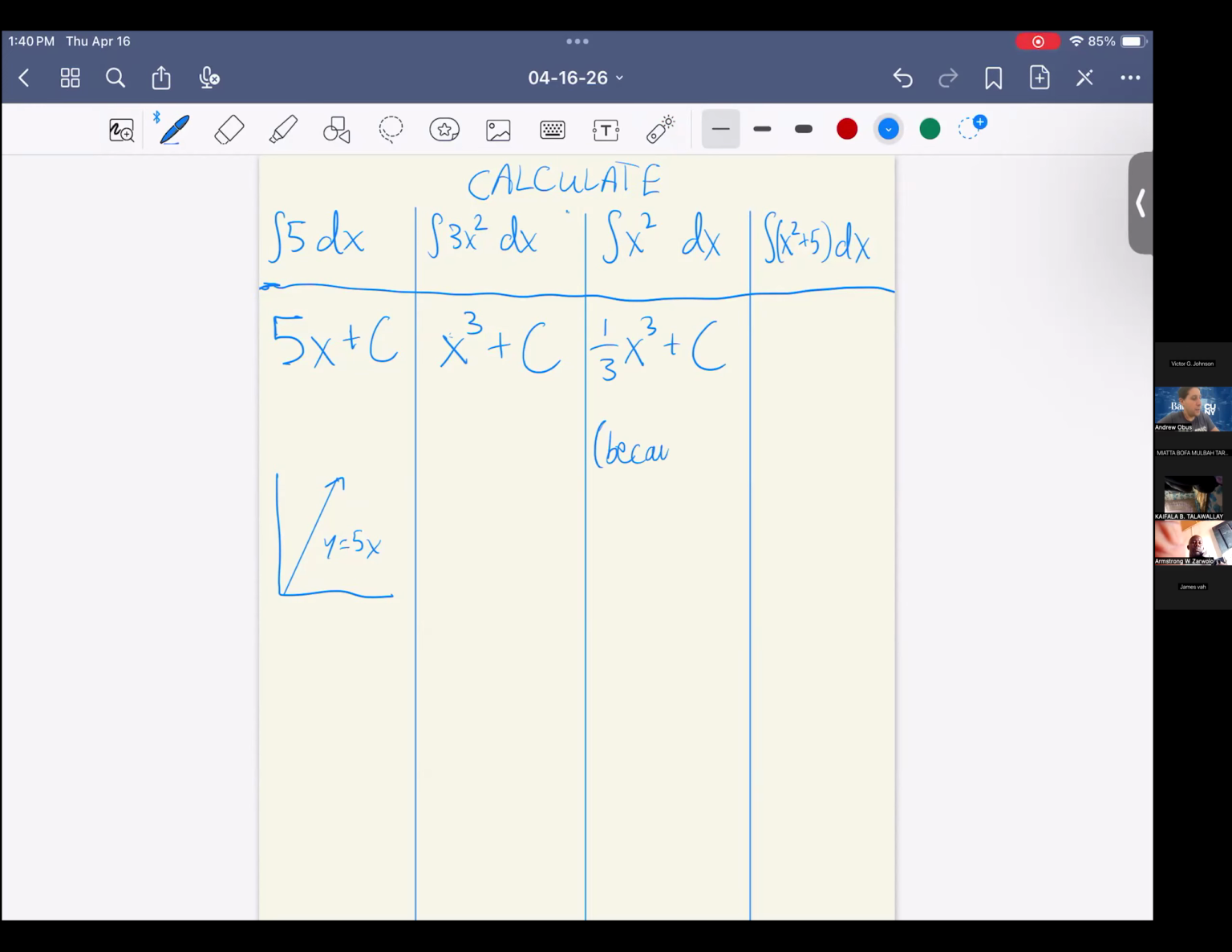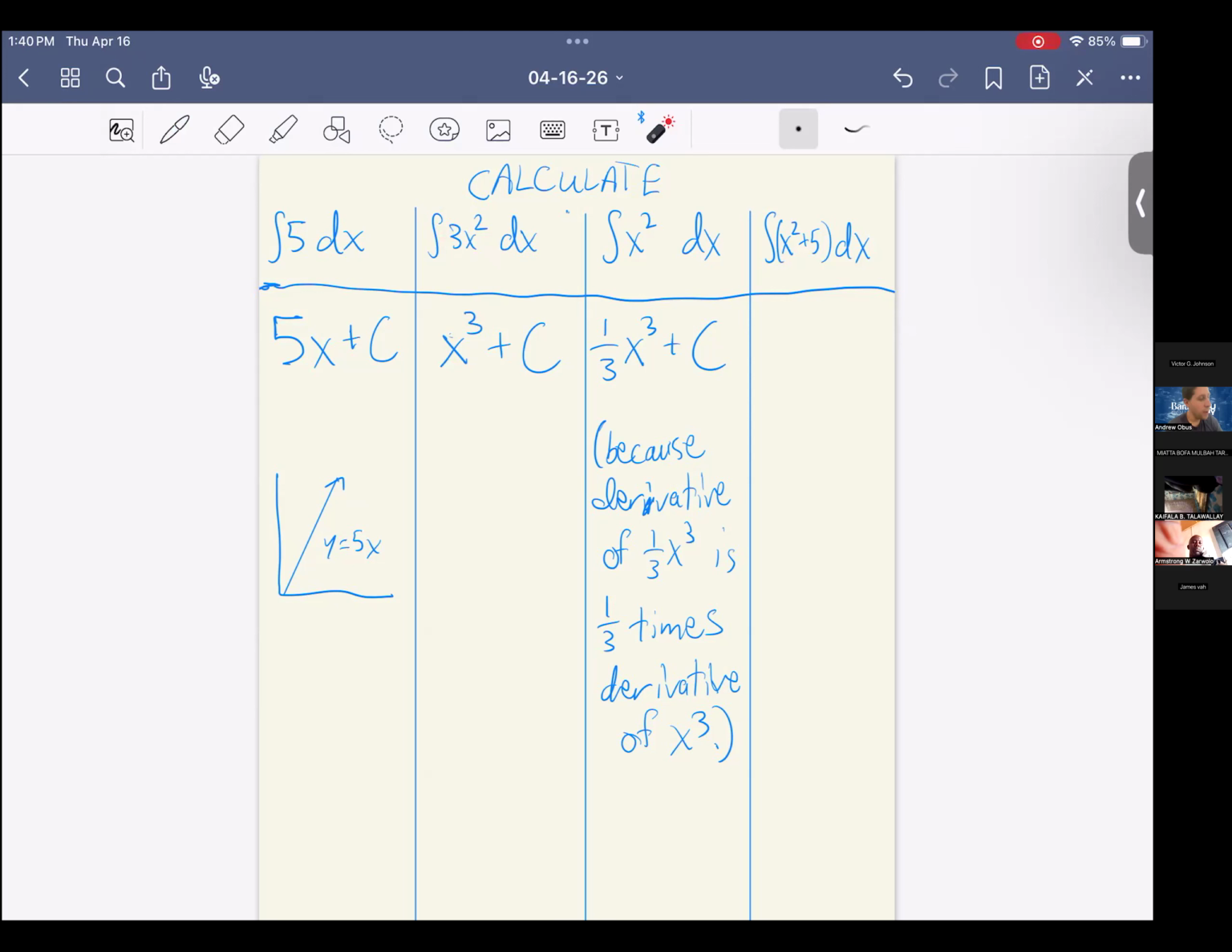Because the derivative of 1/3 x cubed is 1/3 times the derivative of x cubed, right? So this is my reasoning here. If I know that the derivative of x cubed is 3x squared, then the derivative of 1/3 x cubed has to be 1/3 of 3x squared, otherwise known as x squared. We're going to figure out how to do this systematically, but for now we're just reasoning. We're not doing anything in a rigorous way. We're just guessing the answers. And if you take the derivative of this, it works. Pull down the 3, get 1/3 times 3x squared, and that's exactly x squared.